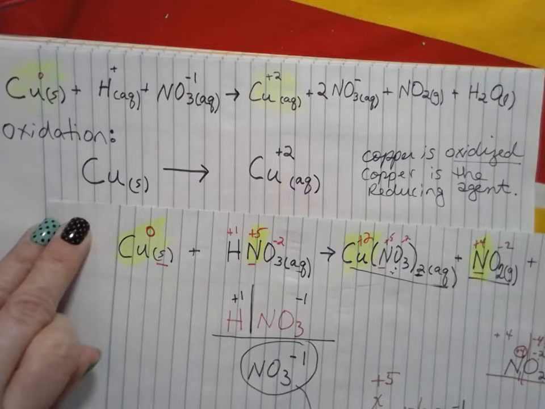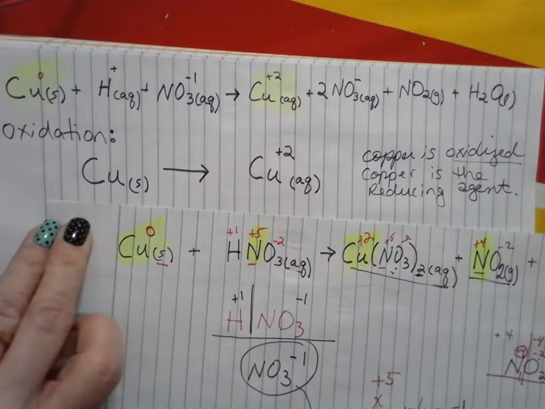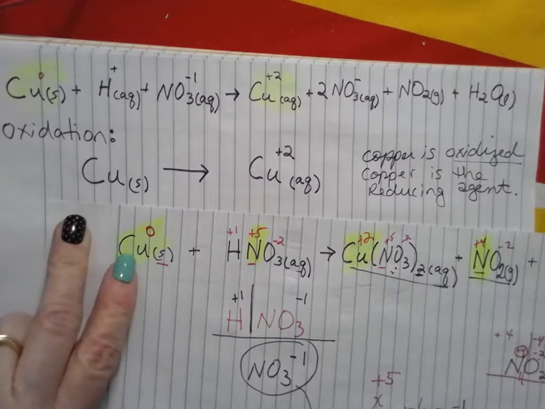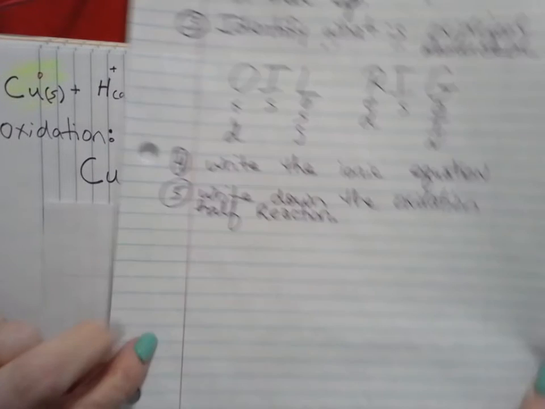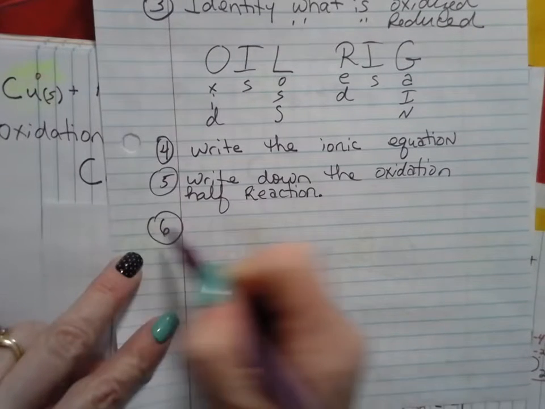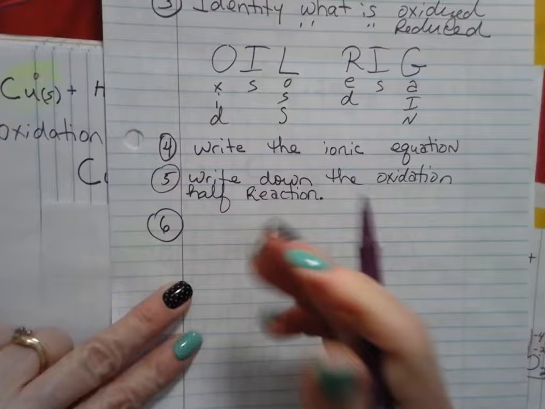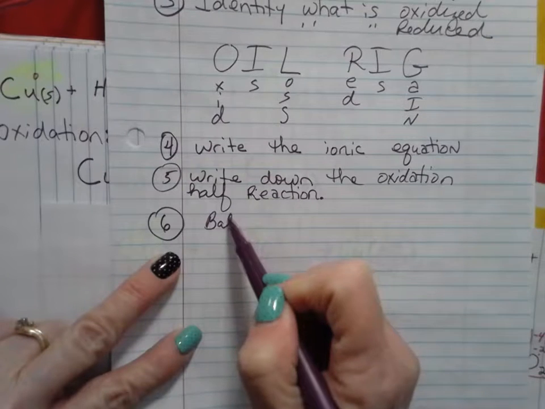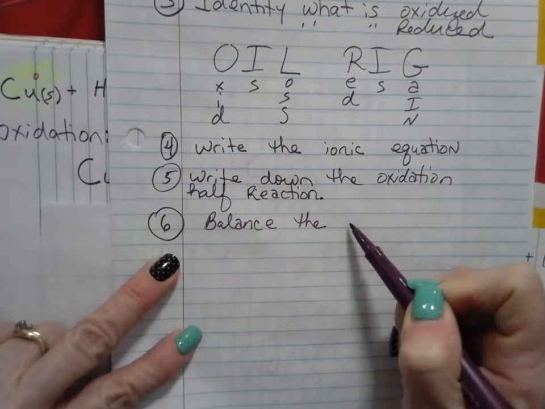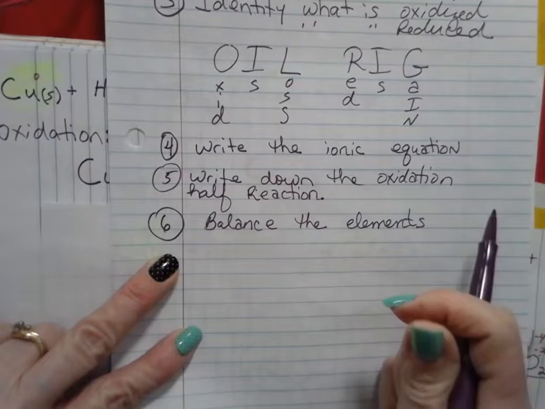Because it causes something else to gain electrons. Now, Step 6 is one that's going to be repeated for both half reactions, and it contains three different sub-steps. We've got to balance the elements, the number of atoms that are involved.